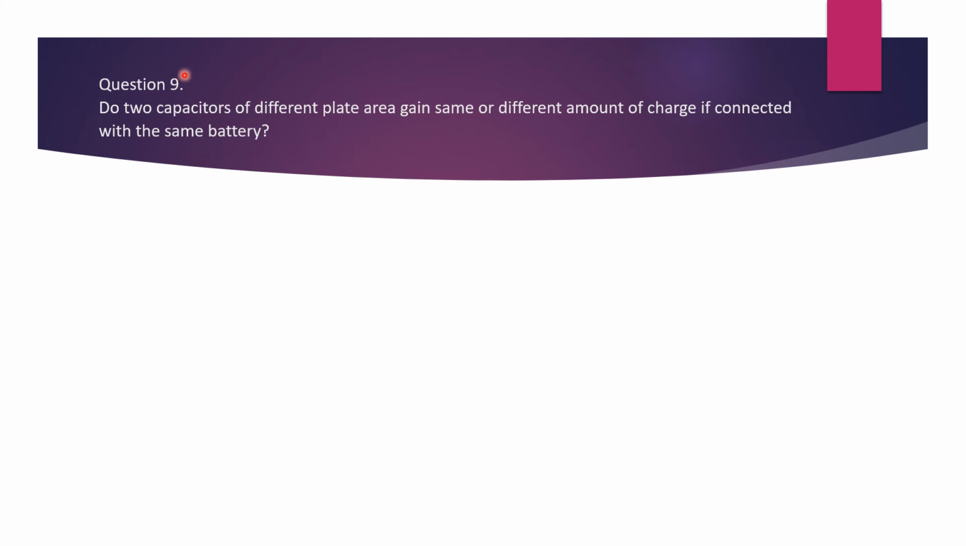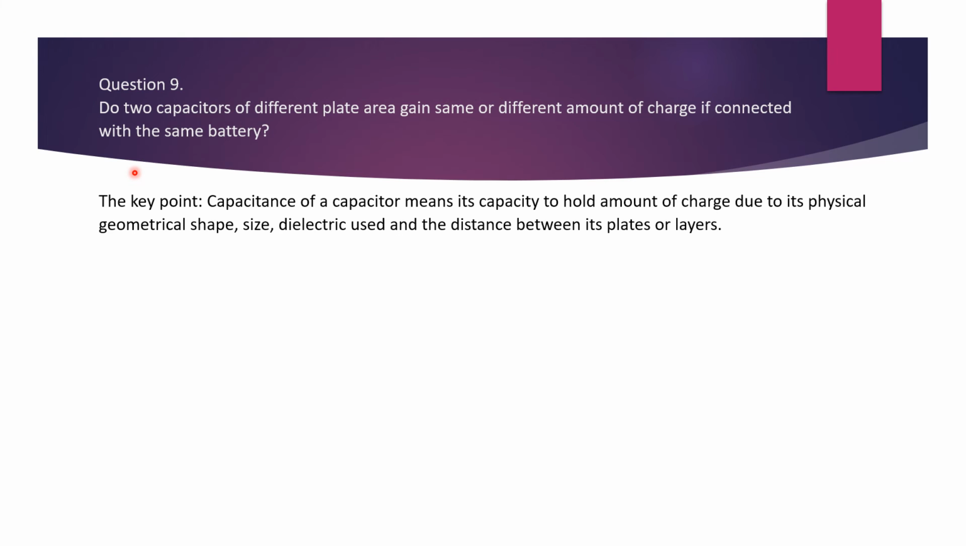Question 9. Do two capacitors of different plate area gain the same or different amount of charge if connected with the same battery? The key point. Capacitance of a capacitor means its capacity to hold an amount of charge due to its physical geometrical shape, size, dielectrics used, and the distance between its plates or layers.